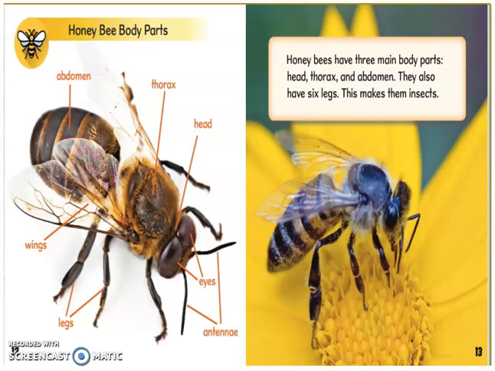Okay, I'm going to turn to page 12 and page 13 of my first book. So first book is Honeybee Body Parts, and I notice my illustration has labels that label all the different body parts of a bee. Let's read our words. Honeybees have three main body parts: a head, thorax, and abdomen. They also have six legs. This makes them insects. Okay, so my first book teaches us that honeybees have three body parts, and they also have six legs. I know that from reading both the words and by reading the illustration or the photograph.